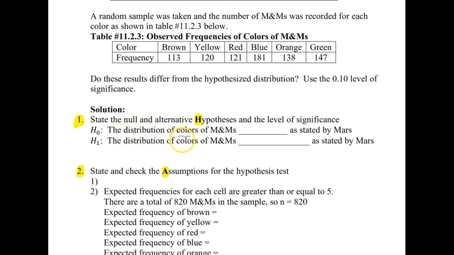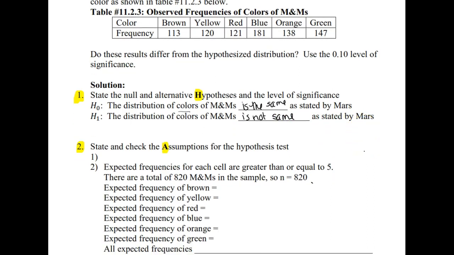So the distribution of colors of M&Ms is the same as, or consistent with, what was stated by Mars, versus the distribution of colors of M&Ms is not the same as, or is inconsistent with, what was stated by Mars.